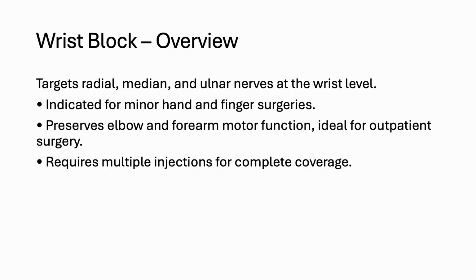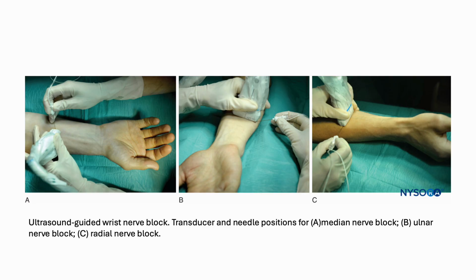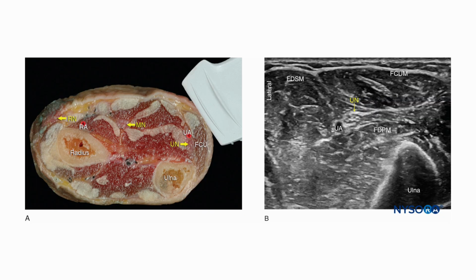For a wrist block, we're targeting the radial, median, and ulnar nerves at the wrist level. It's indicated for minor hand and finger surgeries. We're going to preserve the elbow and forearm motor function, which is ideal for outpatient surgery. It does require multiple injections for complete coverage. Okay, you can see here ultrasound guided wrist nerve block and the different positions that we're going to put the transducer and needles in. All right, so here is your ulna, ulnar artery, and ulnar nerve.